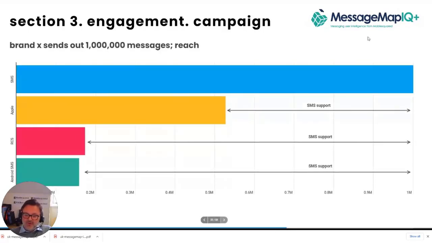So what I want to do now is play around with things slightly and create some false campaigns, just to show you the impact that rich messaging is really going to have as you move forward. If we look at SMS, say brand X decides to send out 1 million messages because they've got a database of 1 million people. We now know already that they will reach 1 million users with SMS. Potentially they'll reach 527,000 users on Apple, 173,000 on RCS. If they wanted, they could mix up RCS, Apple and SMS, but regardless, on these two channels, you are going to rely on some kind of SMS support.